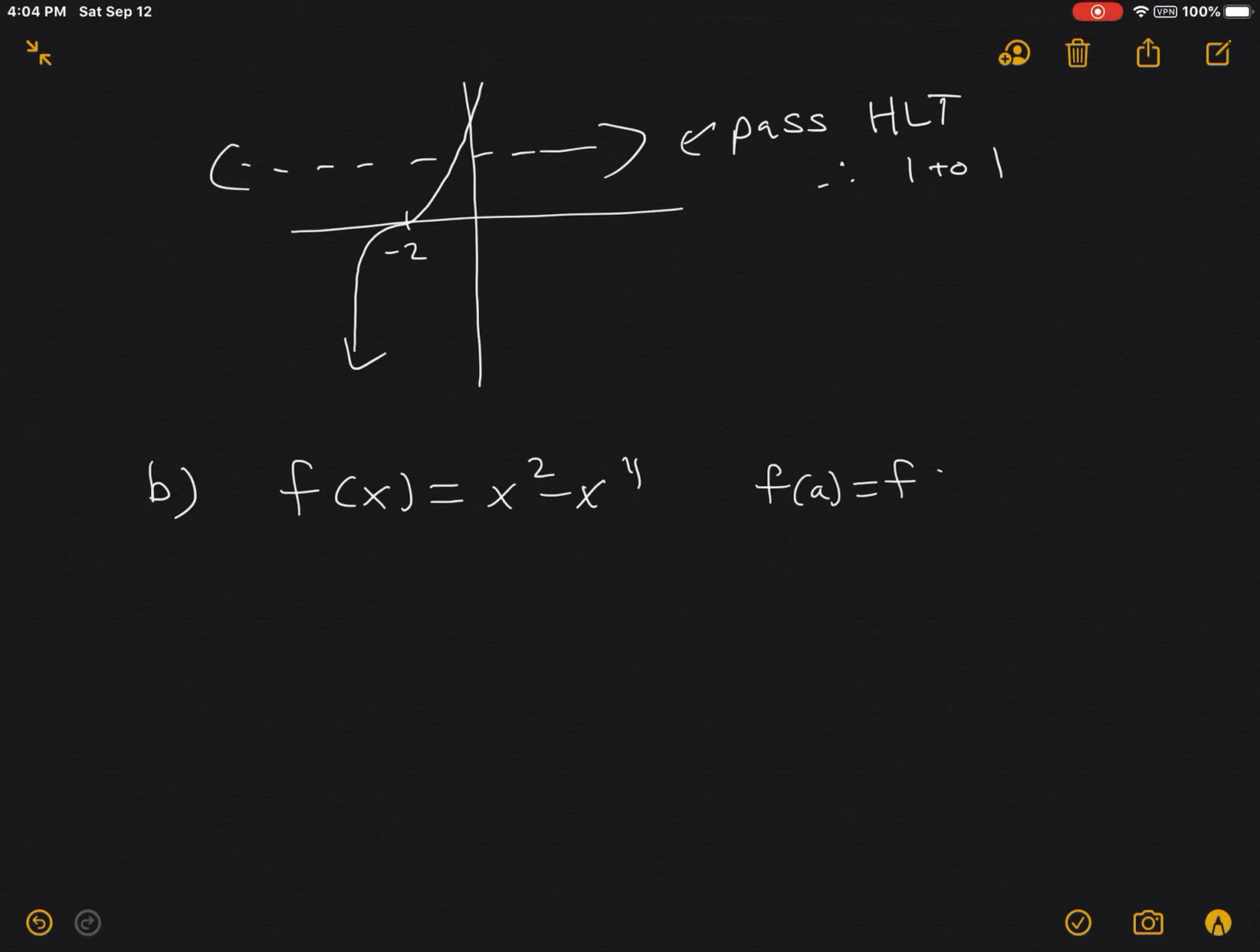Okay, so assuming that f of a is equal to f of b, I need to show that a is equal to b. If a does not equal b, it's not one-to-one. If it's not one-to-one, it does not have an inverse.